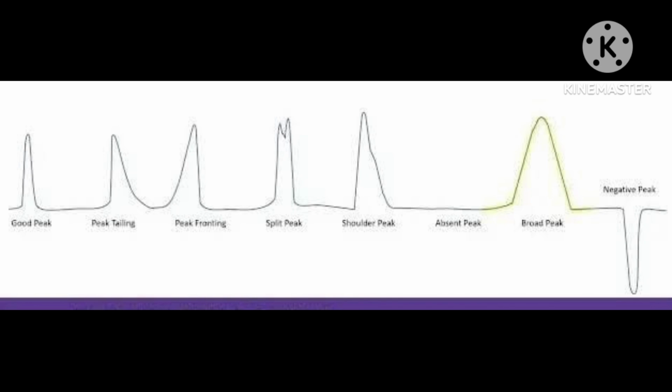Next one, air bubbles. Air bubbles in the system can create pressure fluctuations that can cause negative peaks. Column drift. Some baseline drift is normal over time, but a sudden or persistent negative peak could indicate a problem with the column or system. Sample solvent differences. If the sample solvent differs significantly from the mobile phase, it can lead to negative peaks.